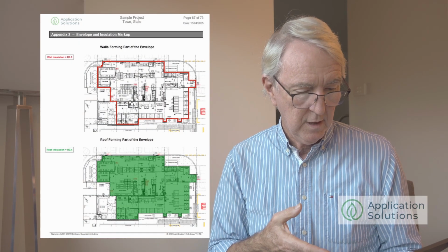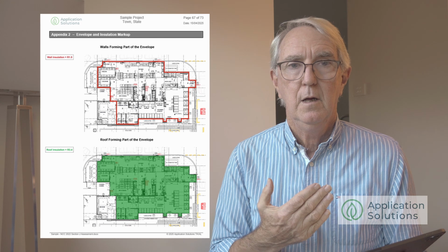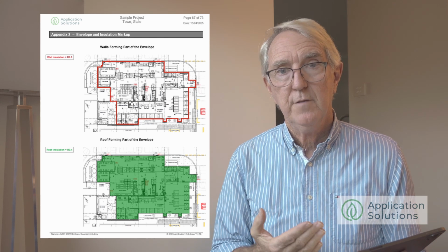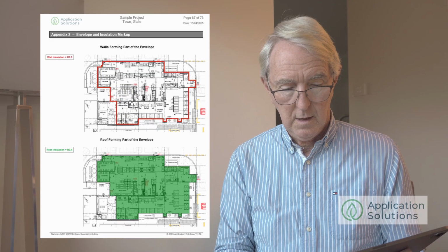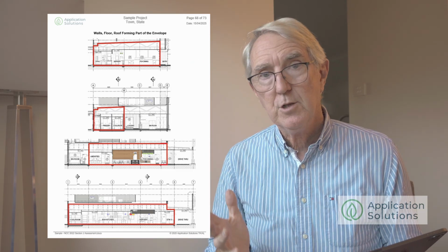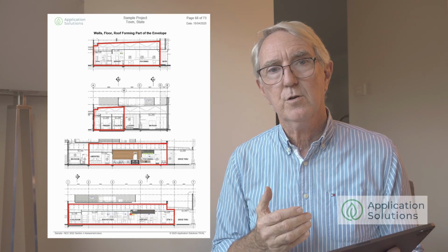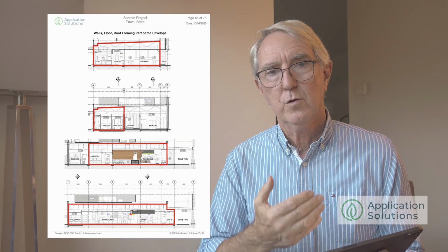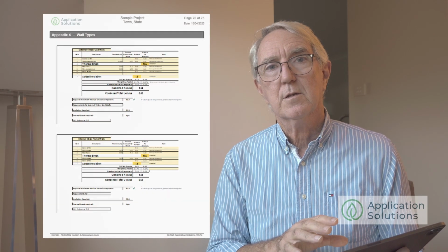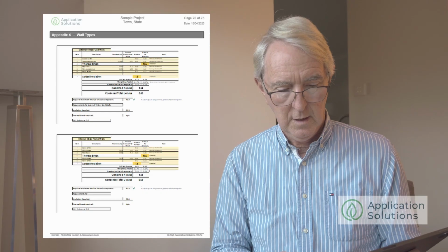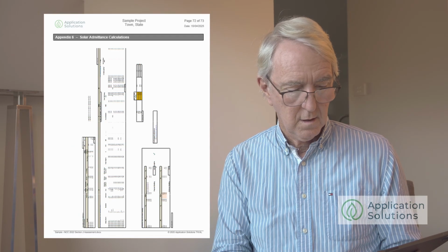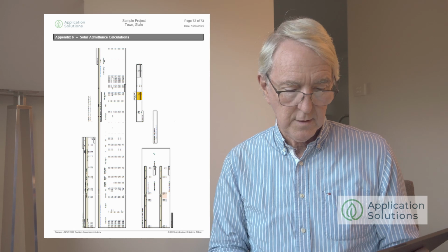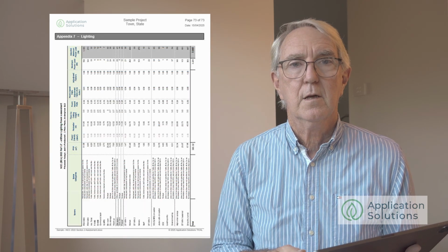And then in the appendix, the first part of this project was defining the thermal envelope and areas of insulation. And as a thermal envelope is a three-dimensional idea, we've also marked up the section drawings to show how the thermal envelope covers the roof and the walls and the floor. And then the rest of the appendix has got the detail of the calculations. So that's quite detailed. The last one there is the calculations for lighting.